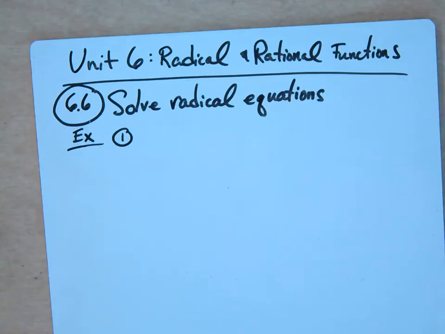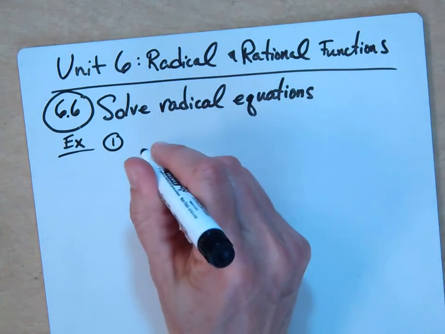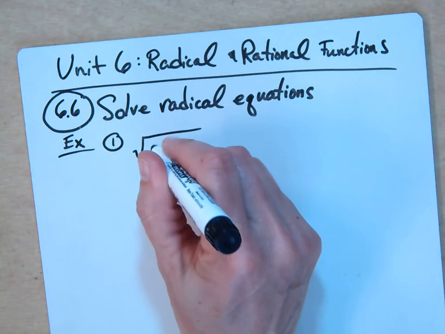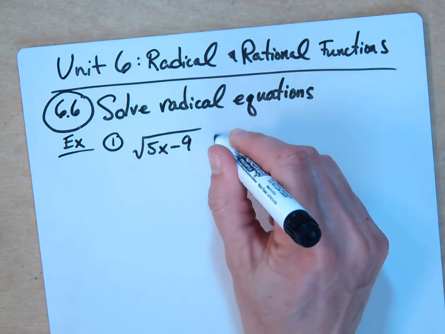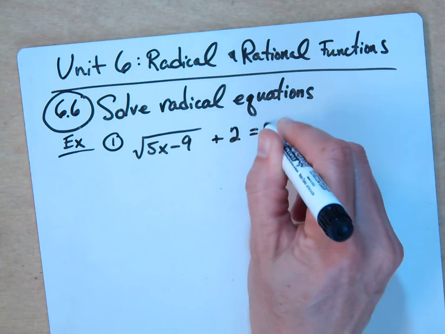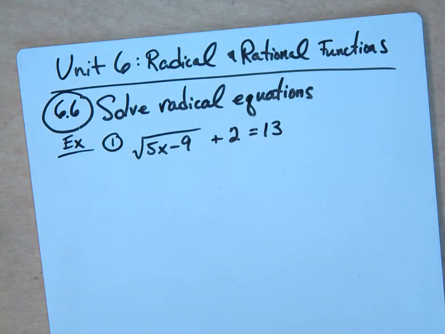Okay, so Unit 6, radical and rational functions. This corresponds to section 6.6 in your book. We'll start with something like this: the square root of 5x minus 9, plus 2, equals 13. And we want to just solve all these. Solve for the unknown variable.